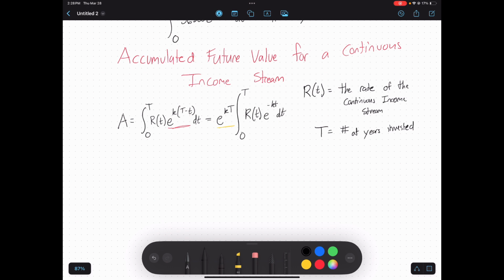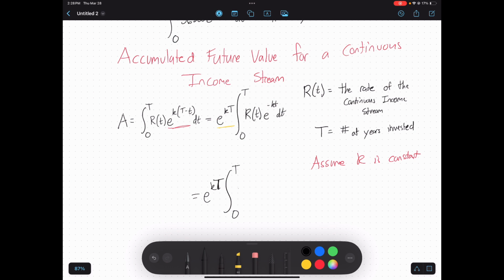Now, depending on what your continuous income stream is, you're probably going to need integration by parts here. Unless we assume that my income stream is constant. So let's simplify this by just making it so I always put in the same amount. If I always put in the same amount, then let's assume R is constant, and I'm left with this.